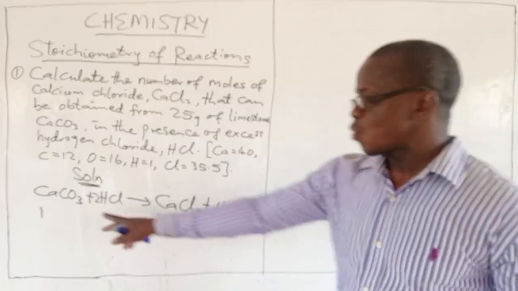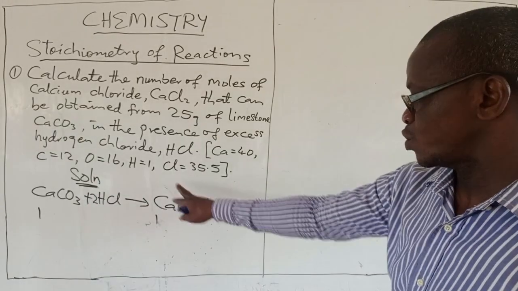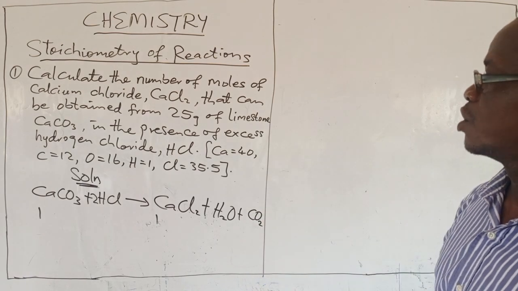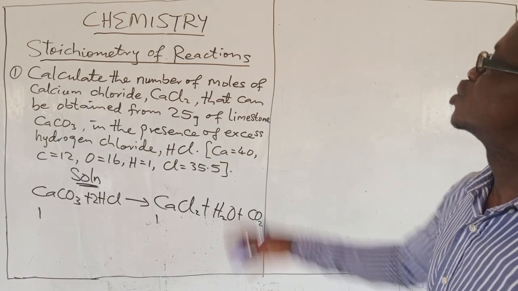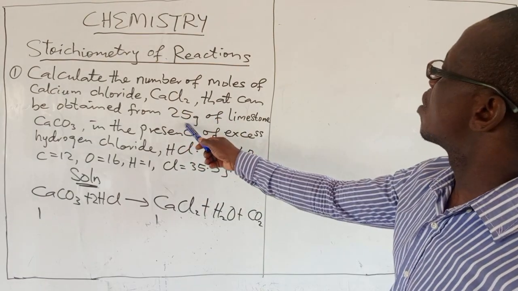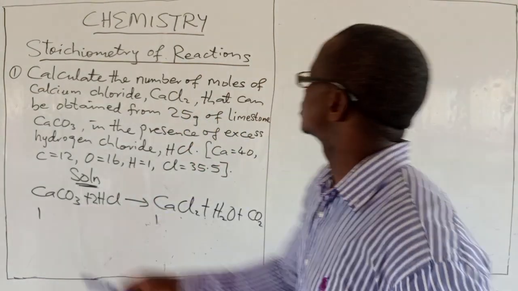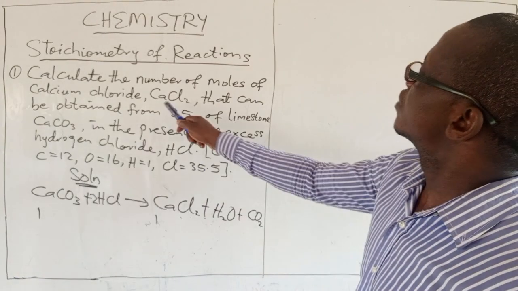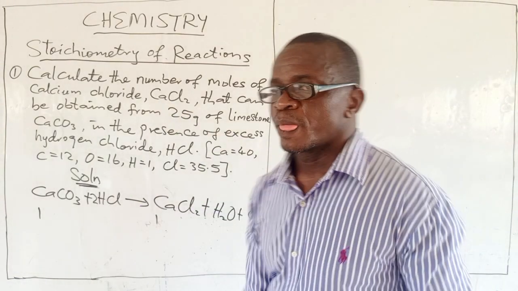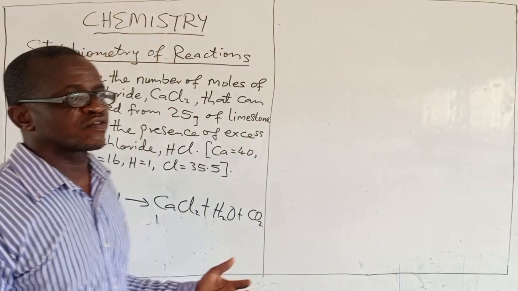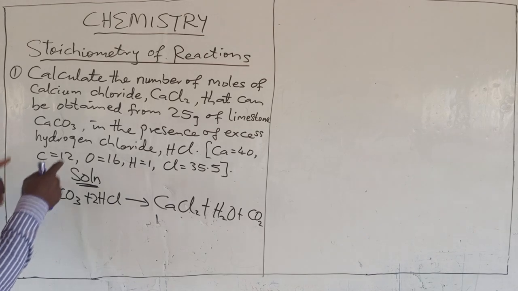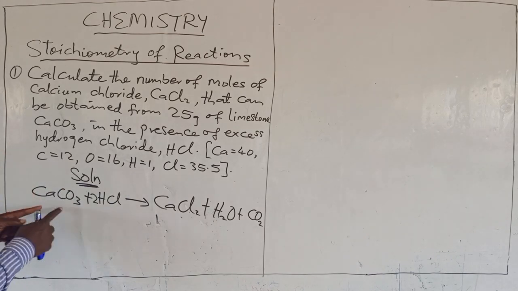Don't forget that. 1 mole of this, 1 molecule of that will produce 1 molecule of this. And from there, you can now move on with your calculation. Check what you have there. They have given you mass of limestone, which is this. But they have given you nothing about this. Okay, so from here, I know people have different ways of calculating it. Since you are calculating number of moles, now let's see what I have from this.